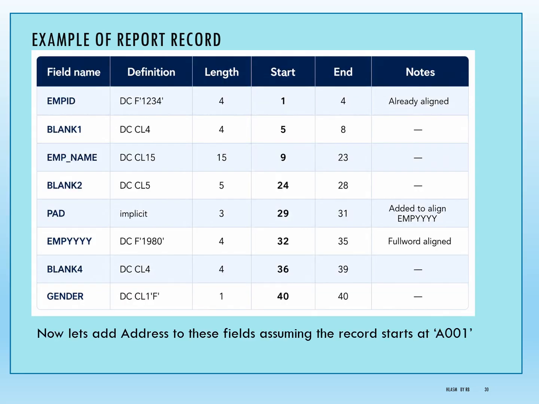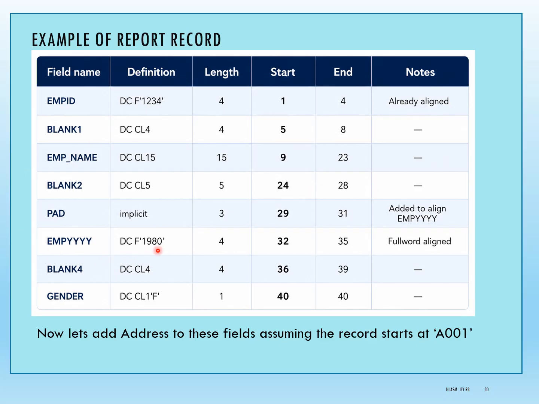So let us look at this particular record again. Employee ID, which is F1234, that means it is a length of 4. So it is starting at 1, and 1, 2, 3 and 4. Now there is a blank, which is taking 4 spaces, 5, 6, 7, 8. Then again employee name, which is taking 15 spaces, 9 to 23. Then there is another blank, which is taking 5 spaces, 24 to 28.